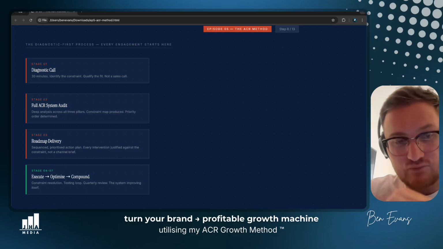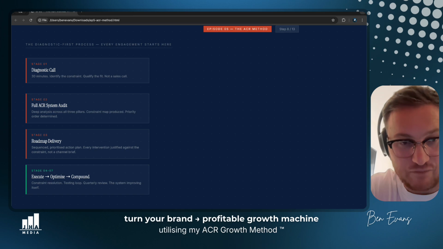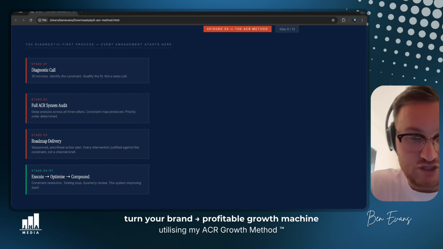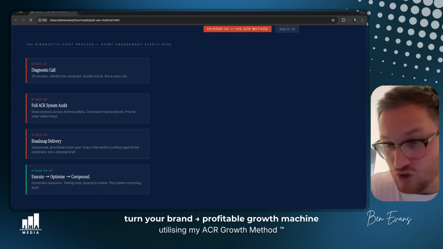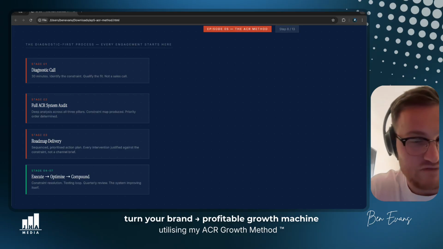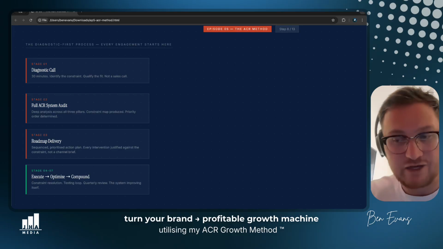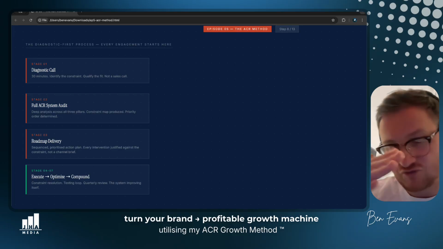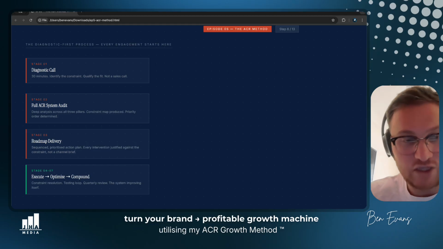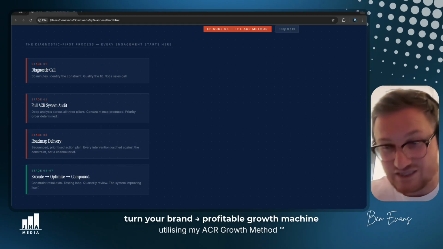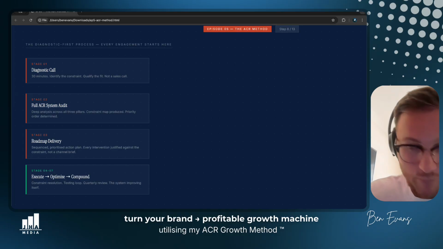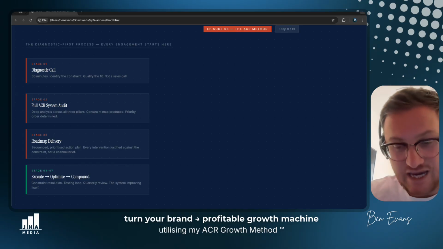Stage 3 is the roadmap delivery. This is where we have a sequenced, prioritized action plan so that every intervention is justified against the constraint and not just a channel brief. So we're not just going to look at channel metrics, we're going to look at fundamental metrics right across the business and ensure that we can enter stages 4 to 7, which essentially are around where we execute the plan, we optimize and we compound for future growth. This is where we are taking that constraint resolution to the next level.